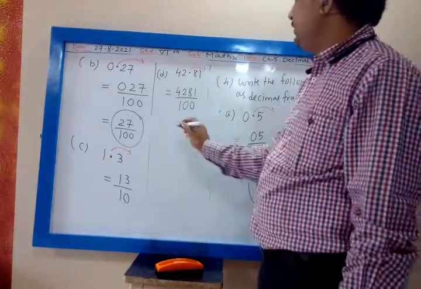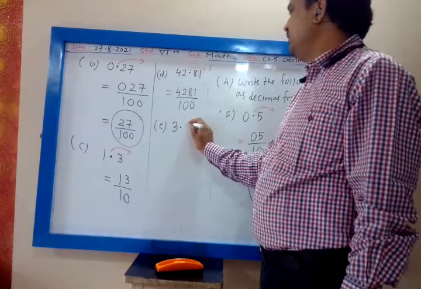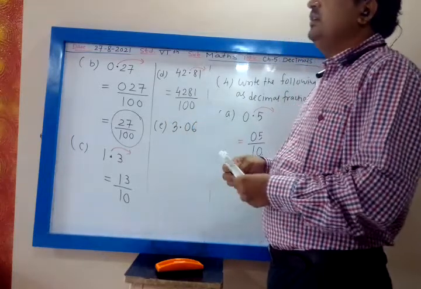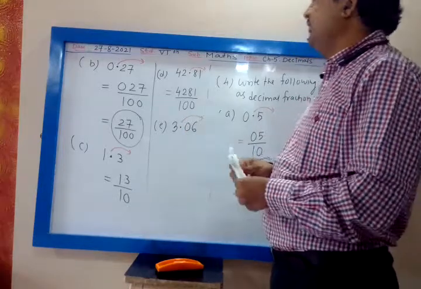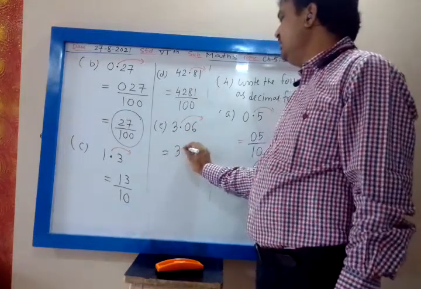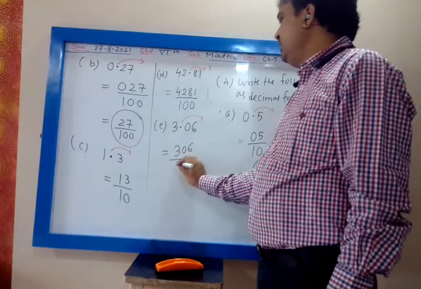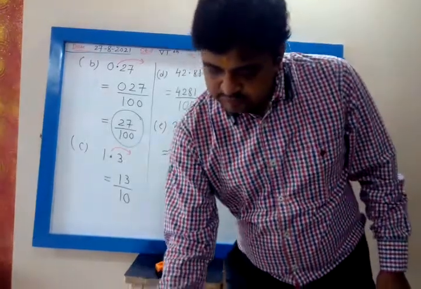Then 3.06. Now we want to remove the decimal. After the decimal there are 2 digits, so there will be 100 in the denominator. 306 upon 100. Okay.